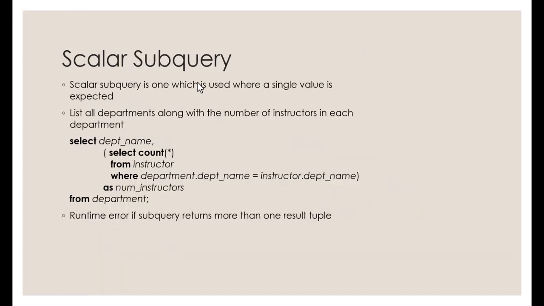You also have the scalar subquery. This is the one used where a single value is expected. So in this query we want to list all the department names along with the number of instructors in each department. We're selecting department name, and then we have a subquery here: we select everything from instructor where department's name is equal to instructor's name, as num_instructor, from department. There will be a runtime error if the subquery returns more than one result.